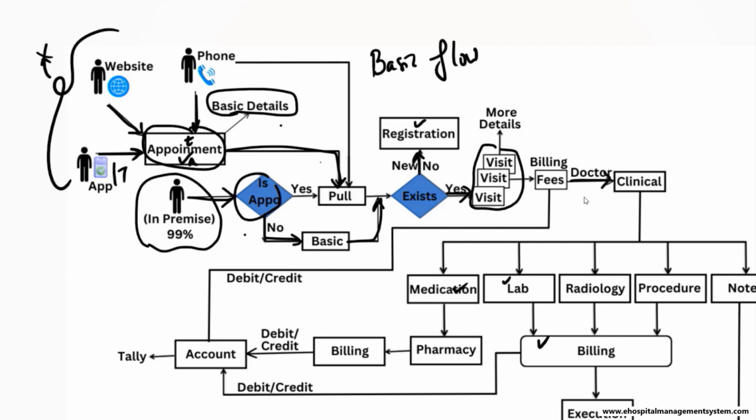to do clinical. So look at what we have covered till now. We created an appointment. After the appointment, we registered the patient. We told which doctor is going to visit. We printed the billing fees, the consultation fees. This is compulsory. If he's not paying the consultation fees, he can't meet the doctor. And now we are going towards the clinical flow.